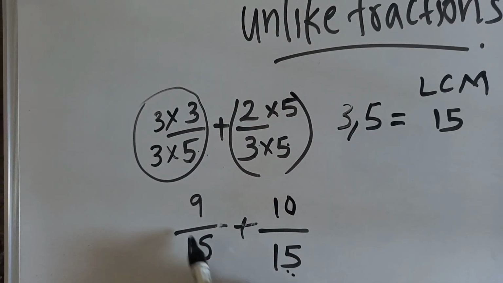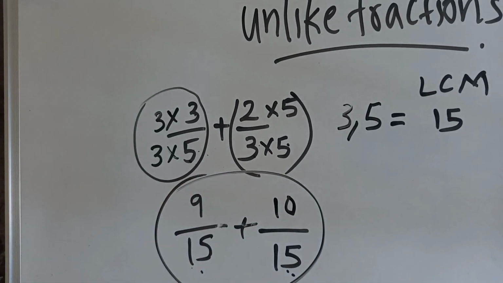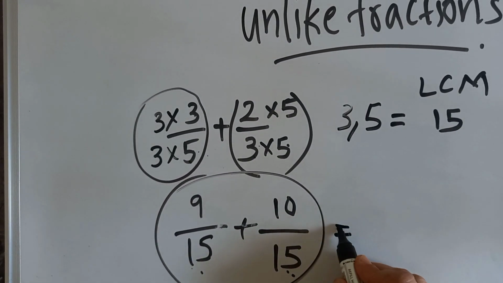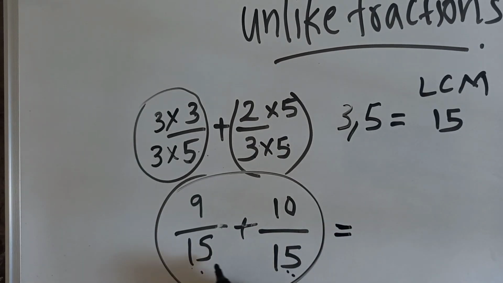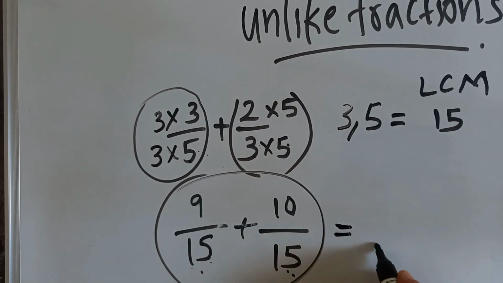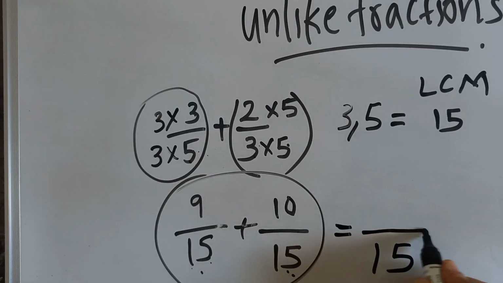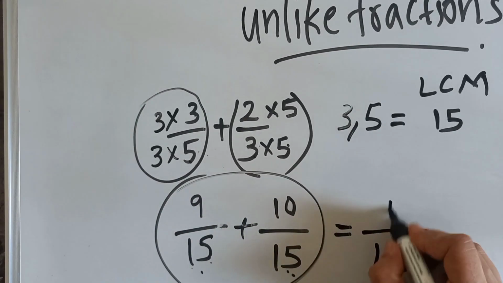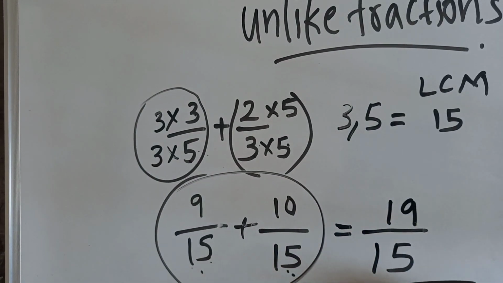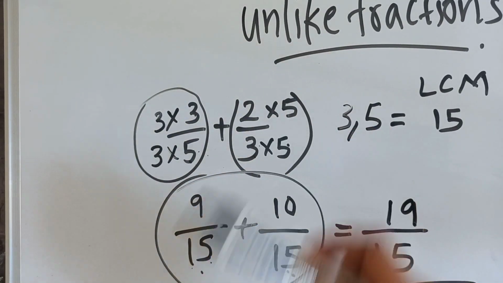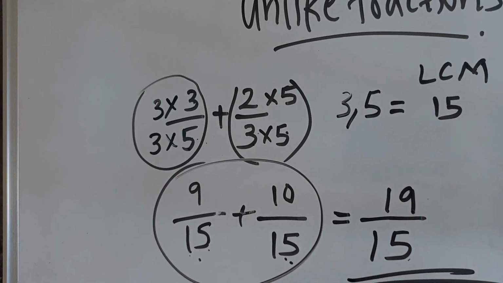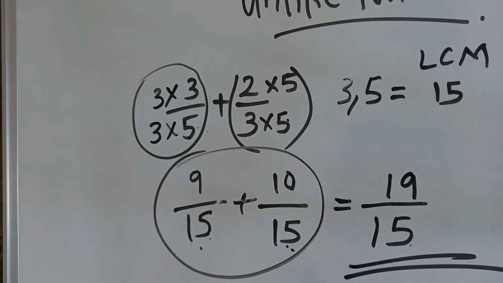Now you can see this is a like fraction because both denominators are common. So you can apply the rule for adding like fractions. The denominators are common, so in the answer also the denominator will be common. You just add the numerators: 9 plus 10 is 19. So 3 divided by 5 plus 2 divided by 3, the answer will be 19 divided by 15. So this is how you have to add unlike fractions.